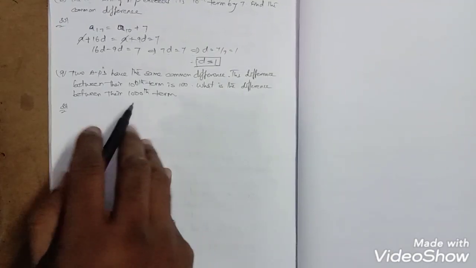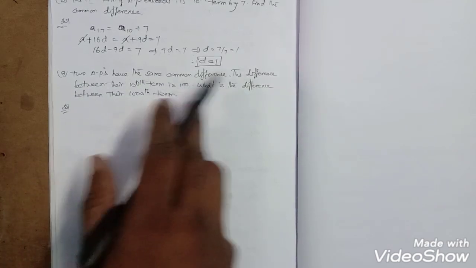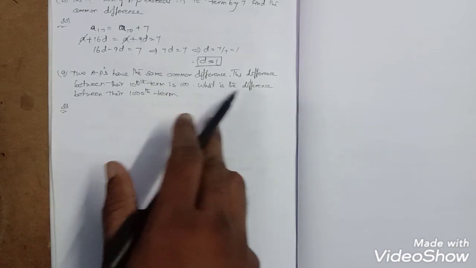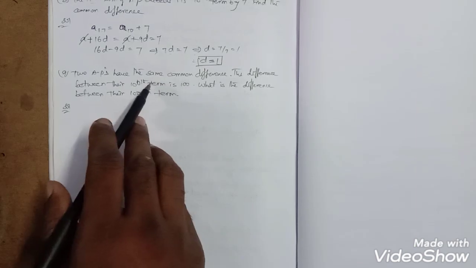Okay, now coming to the next question, they are given that two arithmetic progressions have the same common difference. The difference between their 100th term is 100, and what is the difference between their 1000th term, right? So here they have not given what is arithmetic progression.